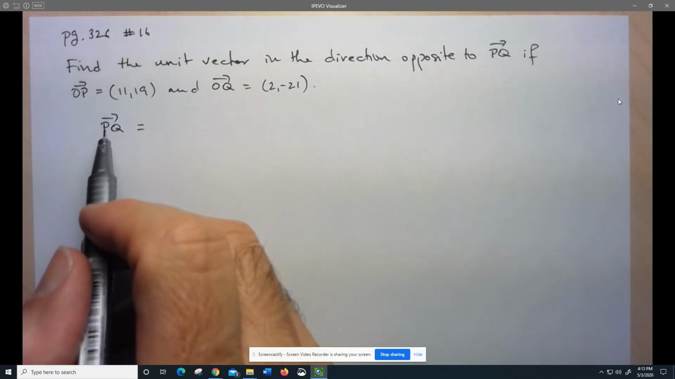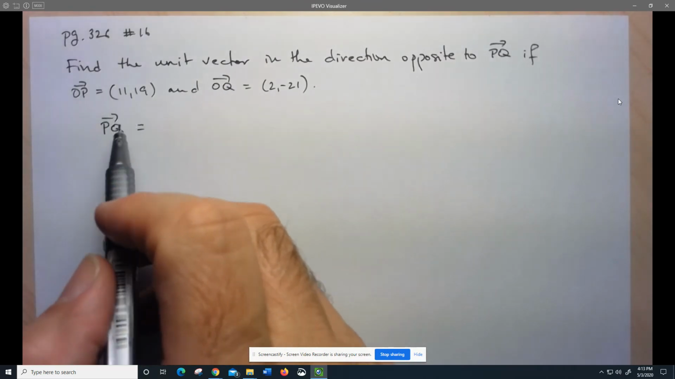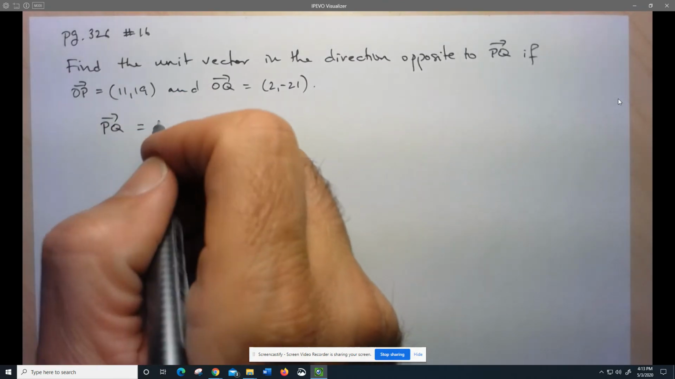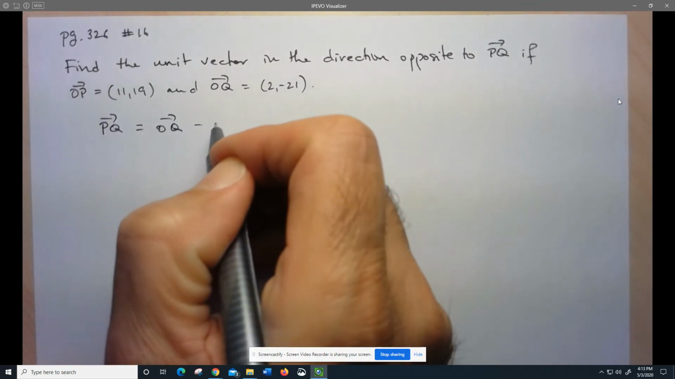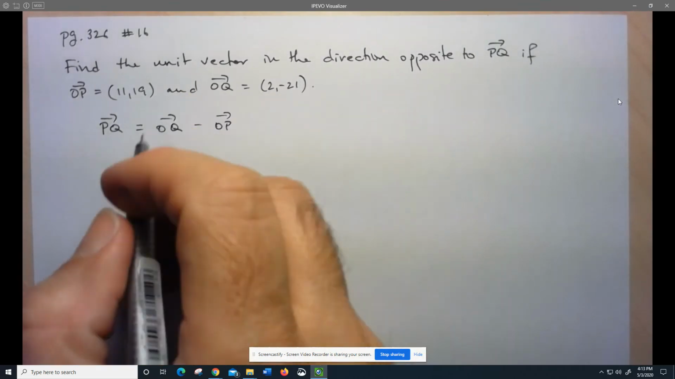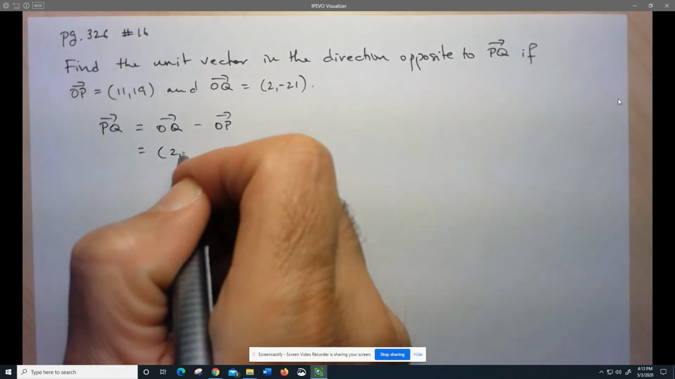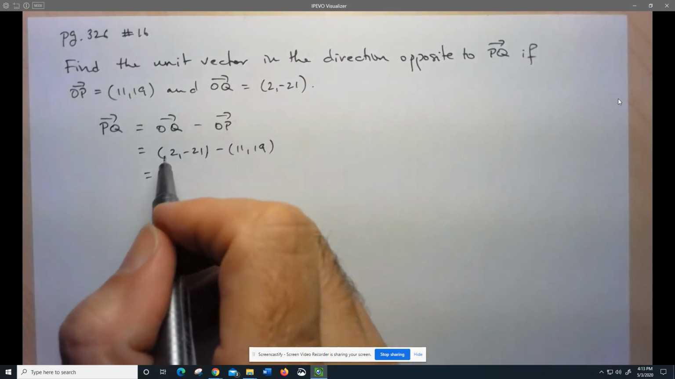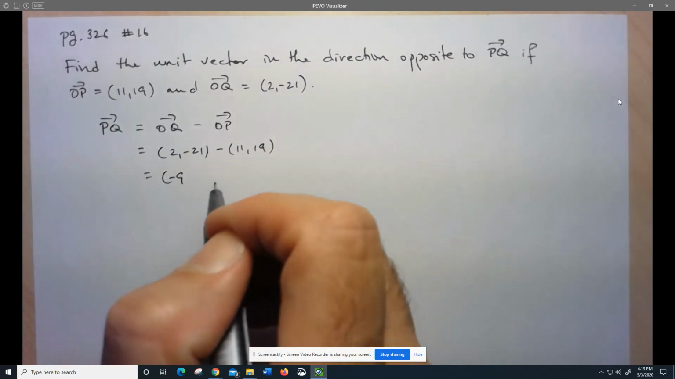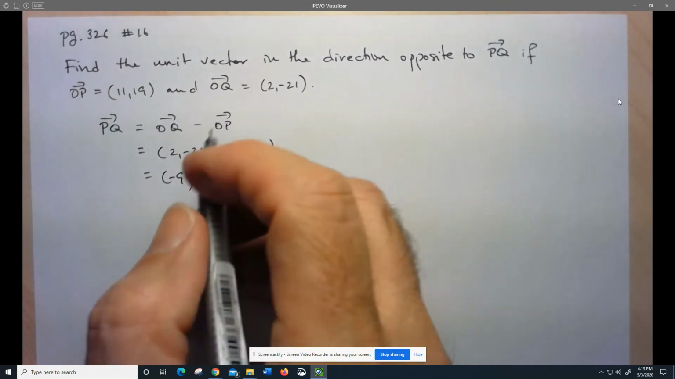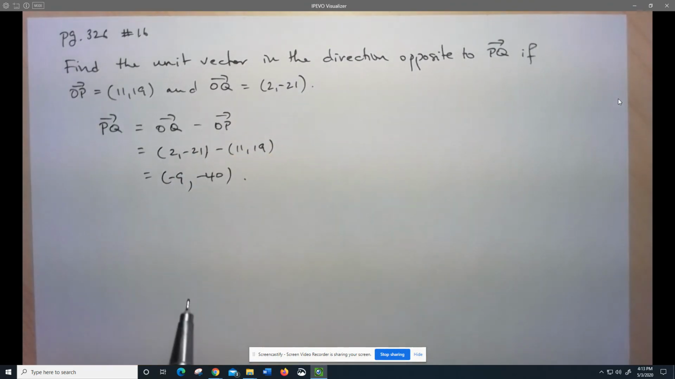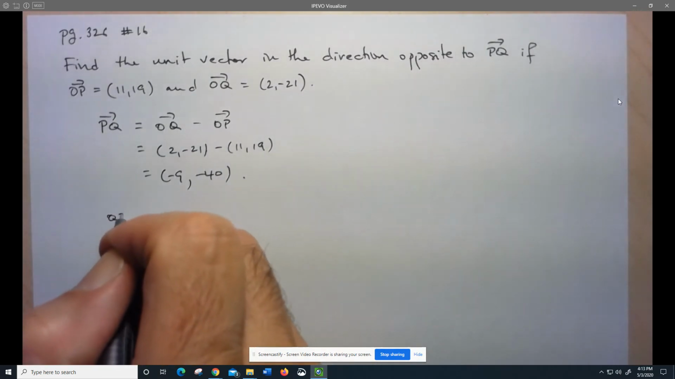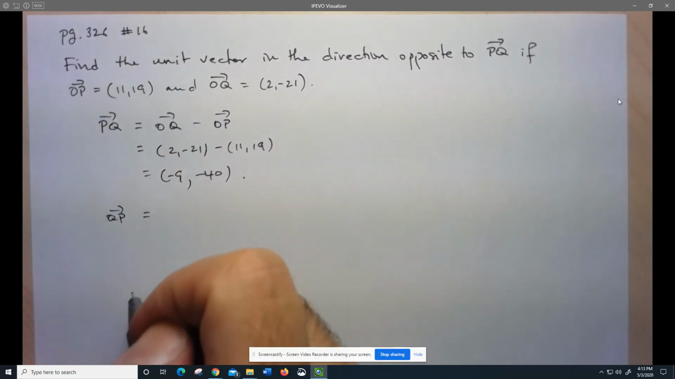This represents the vector that starts at point P and ends at point Q. The way we think of it is as a subtraction of the vectors to each of those points, and remember that we do the second minus the first. So this is going to be OQ minus OP, which is (2, -21) minus (11, 19). That gives us 2 minus 11 is -9, and then -21 minus 19 is -40. But we're not interested in this direction. We're interested in the direction opposite to this, so we're actually interested in QP, which is just the negative of this vector.